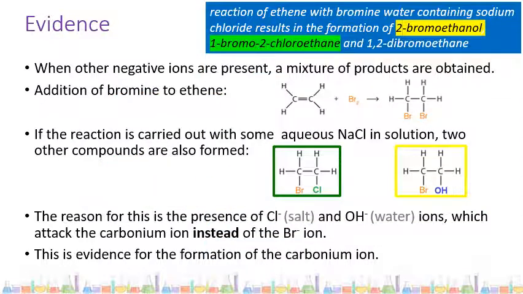The syllabus sums up this evidence nicely in a quick sentence here, where it gives the names of the products. So we have not highlighted is 1,2-dibromoethane, what we would expect. So that's this product here. The 2-bromoethanol is highlighted in yellow, and the 1-bromo-2-chloroethane is highlighted in green.